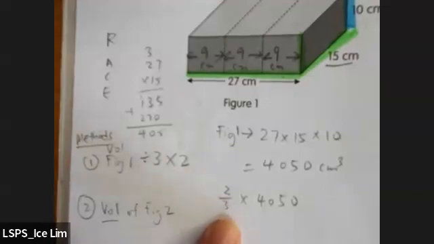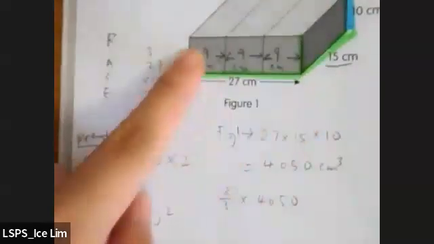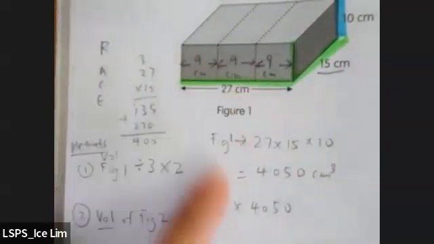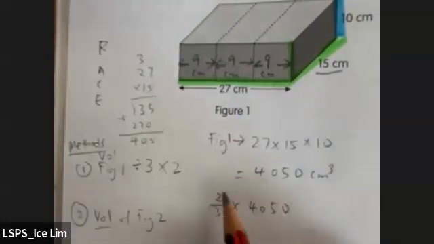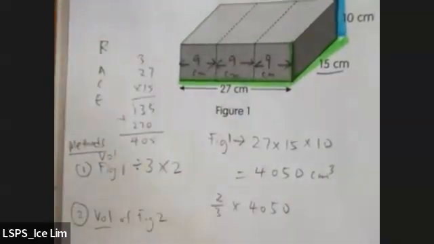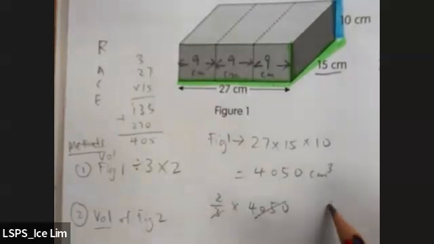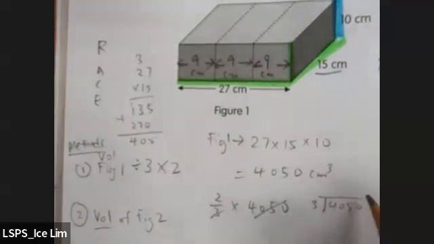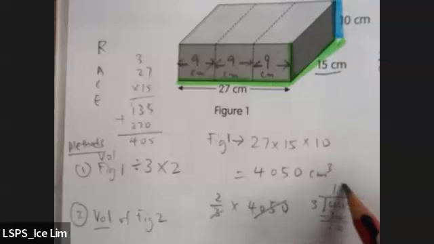You know why 2/3, right? This whole thing is 3 units. I take 2 of it, so it's 2/3. Then I have to divide by 3, then times 2. So I have to do 4,050 divided by 3. That will give me 1350.